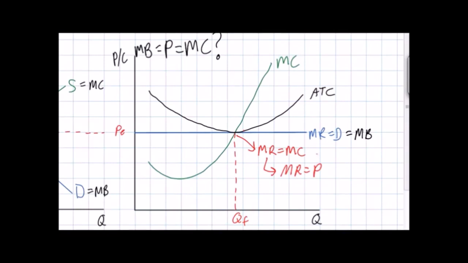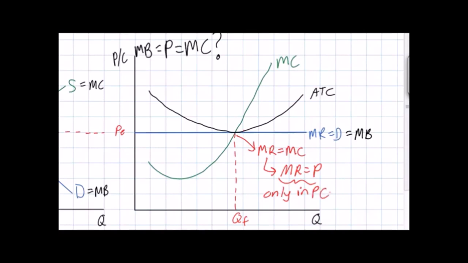Firms are price takers. They can sell as much of this good as they want to at the equilibrium price. For that reason, the change in total revenue of increasing its output by 1 unit will always be the price. The marginal revenue, in other words, is always equal to the price in perfect competition. And in fact, this is only true in perfect competition.